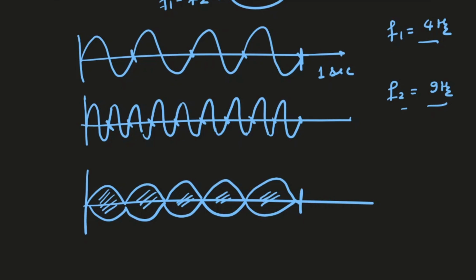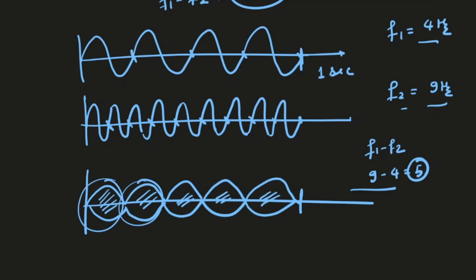According to the beat phenomenon, if one wave has frequency f1 and the other has frequency f2, then the resultant beat frequency is f1 minus f2. So for our case, 9 minus 4 is 5. So we get the number of beats. This is not 1 beat, 2 beat, 3. The number of beats is 5.